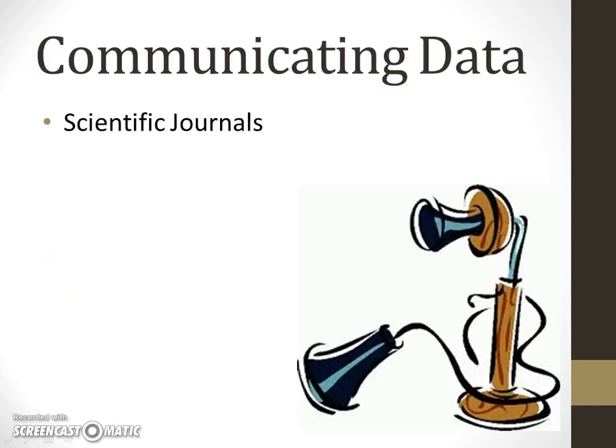And the last thing is communicating data. So what are some ways that we can get our information that we have found out there into the scientific world? Journals is one way to do that. You can be a conference speaker, so you can give a presentation. You can use your data graphs or your data analysis and share that or collaborate with other scientists.